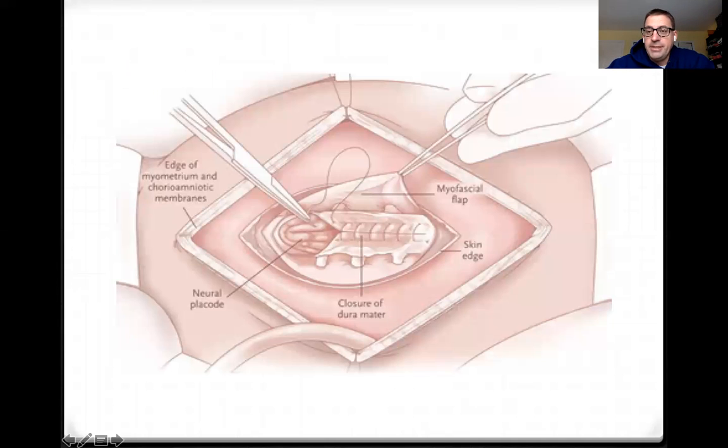Now, prenatal surgery means surgery that's done before the baby is born. So it's done in the mother's uterus. So the mother's uterus would have to be cut open. And then the surgery is done on the baby's back to try and fix some of that problem here.